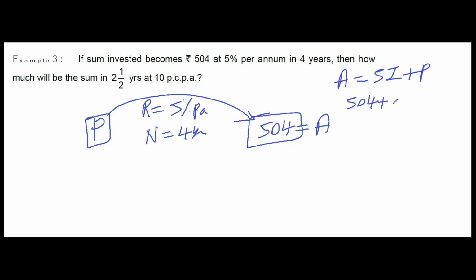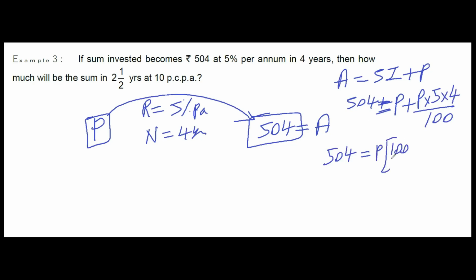Okay, and the principal, you don't have the principal. Simple interest formula you have to apply, that is P, R is 5, N is 4 upon 100. Now this you have to solve. 504 is equal to P, I will take common from here, then I will write 100 upon 100 plus 5 into 4, that is 20 upon 100.